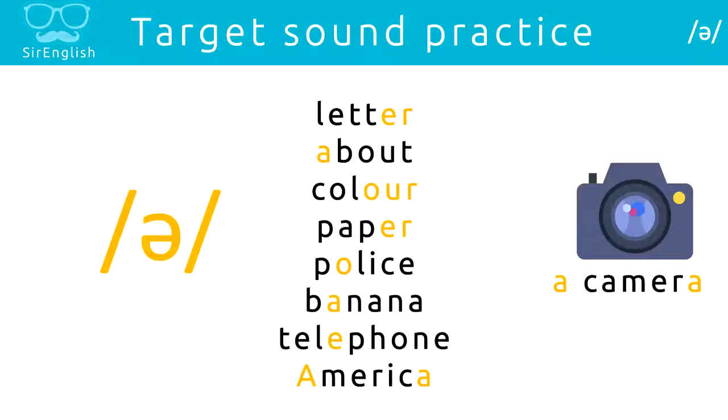So let's look at the word list and it will become much, much clearer for you to grasp. So as you can see, we have the target sound practice word list, and I've highlighted all the areas where this sound appears. And also notice every section of the word where the sound appears is unstressed. Okay, keep this in mind. It's the unstressed part of the word. So let's start practicing this sound. Remember, the mouth is in a neutral position.